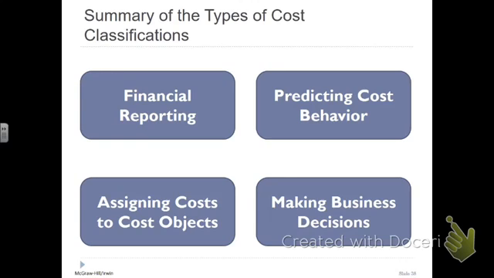So, just a brief quick summary here, there are a lot of different types of costs, and the reason why we work on all these classifications is because it allows us to make better decisions.